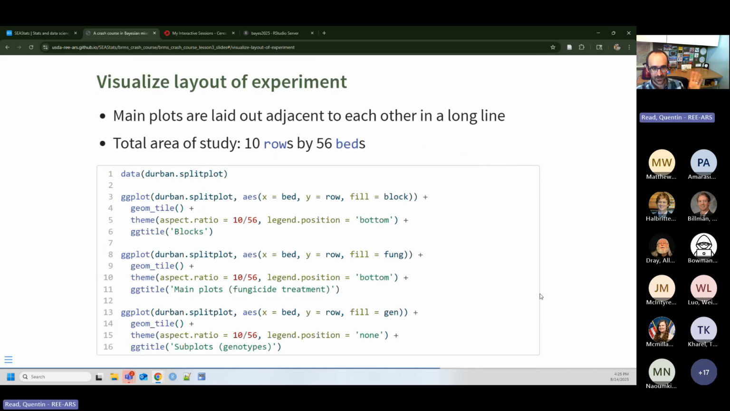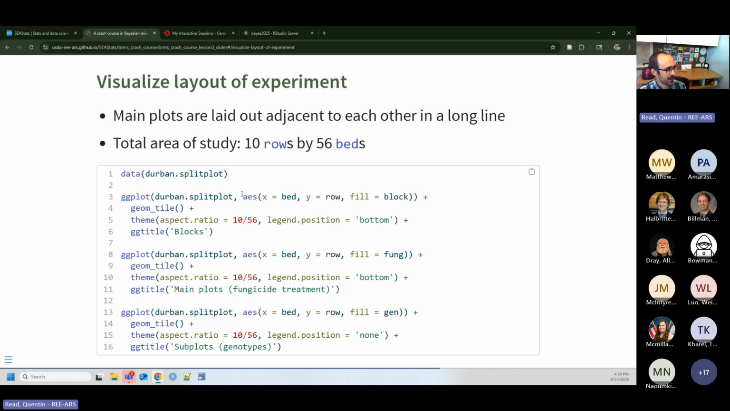The way this experiment was set up, we have 4 blocks with 2 main plots, one with one type of fungicide and one with the other. So there's 8 of these plots, each of which has little areas for the different genotypes. They're all in a long line, sort of an 8 by 1, and each of the main plots has rows going across, and they call them beds going up and down. So that's the name of the columns in the data set, bed and row.